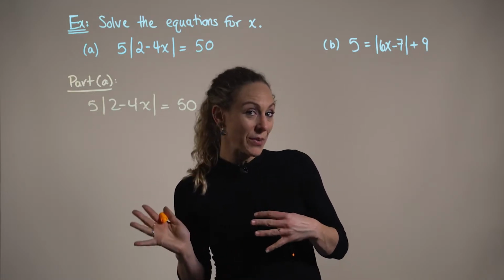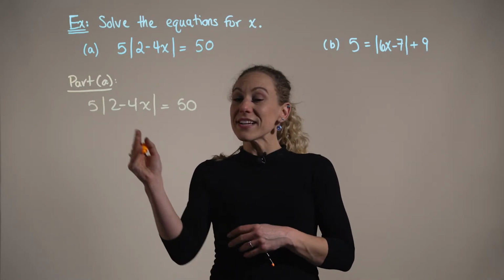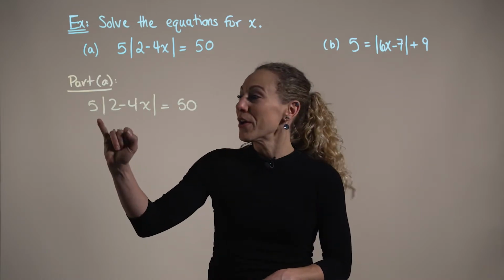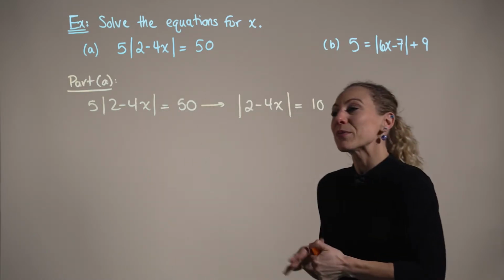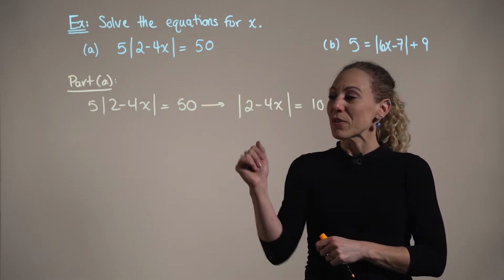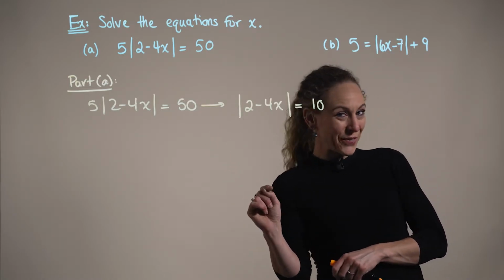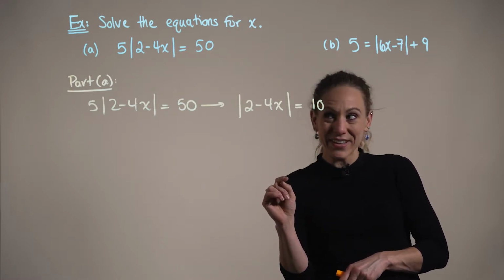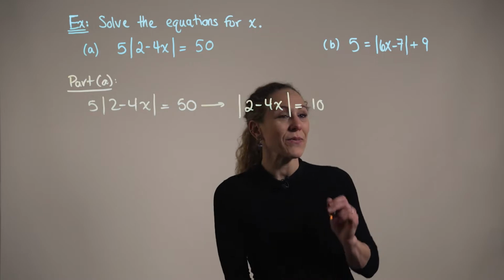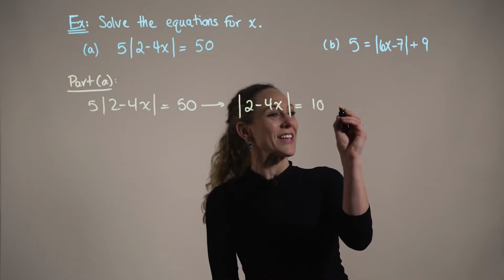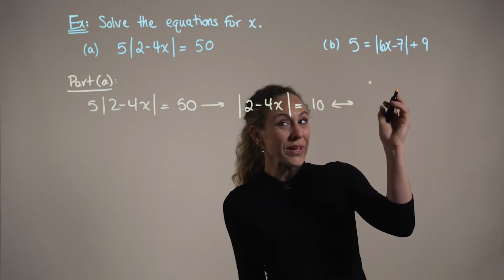So the first thing that we need to do here is start by isolating this absolute value by dividing both sides by 2. So we're left with the absolute value of 2 minus 4x is equal to 10. So since we have the absolute value on one side, we can now rewrite this in the equivalent solution set form. So we have 2 cases here.